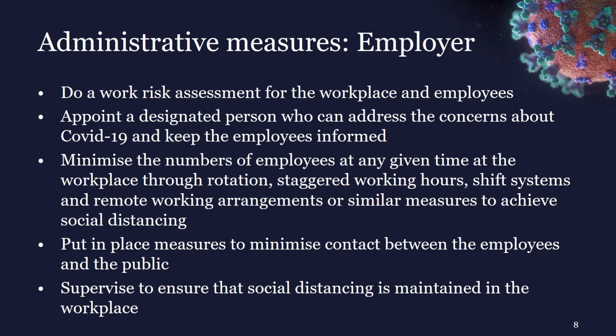Administration measures. The employer has to do a work risk assessment for the workplace and employees. They have to appoint a designated person who can address the concerns about COVID-19 and keep the employees informed. They should minimize the numbers of employees at a given time at the workplace through rotation, staggered working hours, shift systems, and remote working arrangements or similar measures to achieve social distancing.